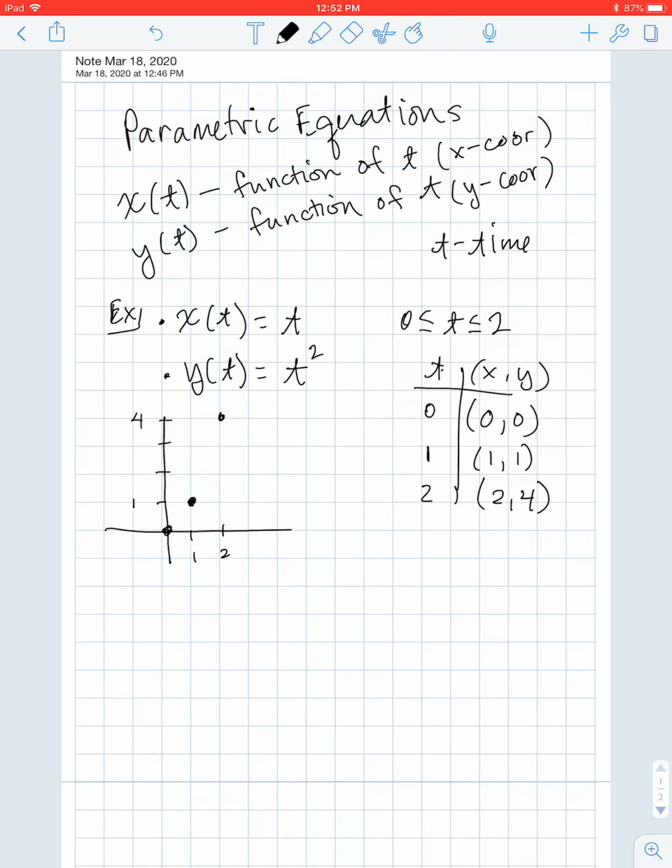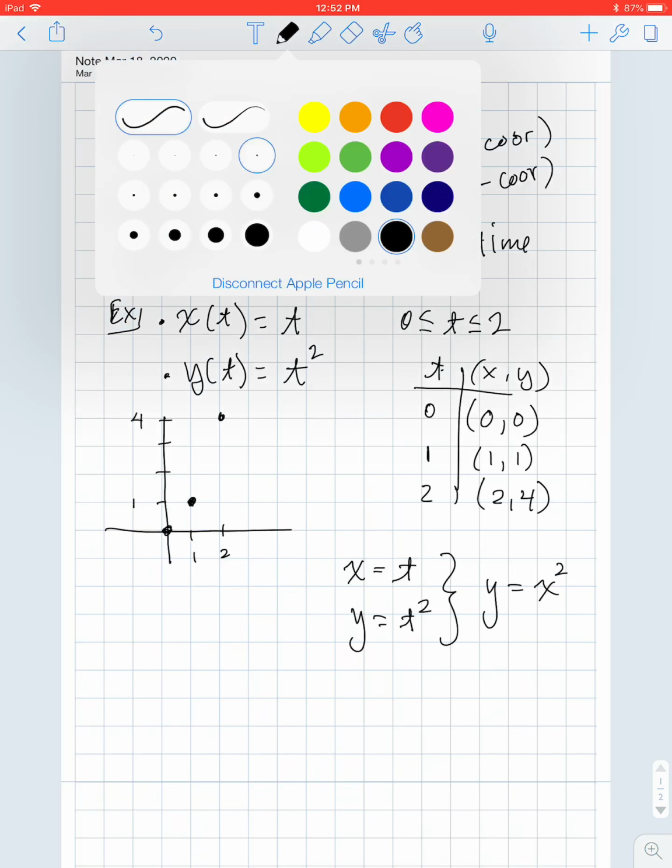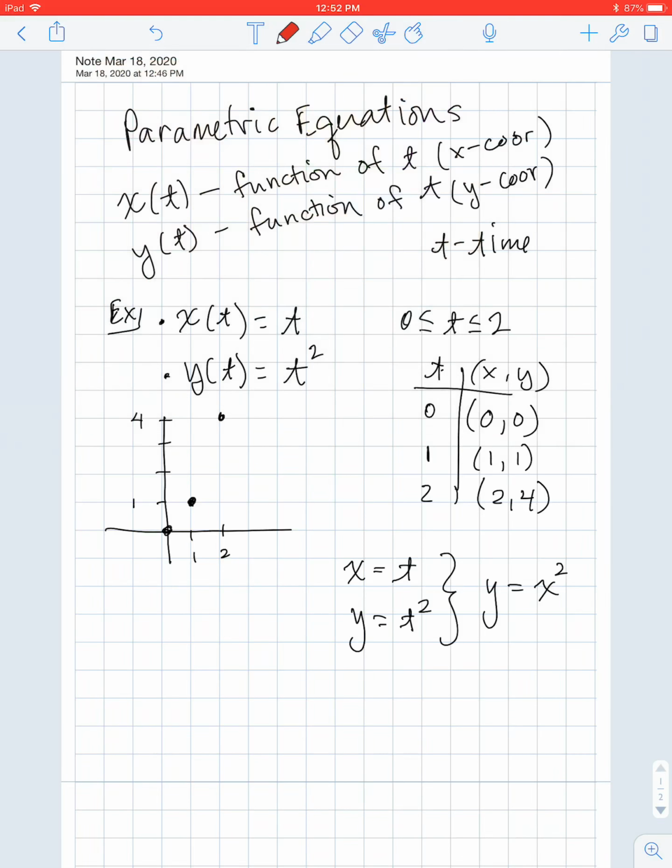Now, a couple things here that you could always solve for is to actually see what the function looks like. Basically what it means is x is equal to t, y is equal to t squared. Knowing that, we could do substitution where if I plug in x to be t, I could get y to be x squared. We all know what that looks like. That looks like this.